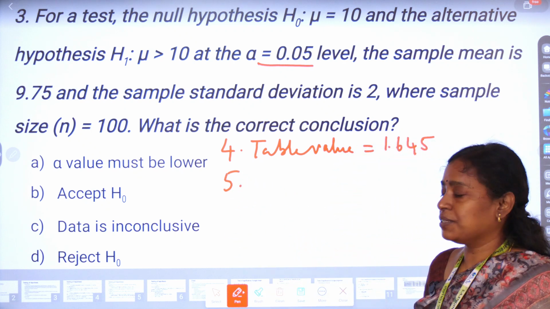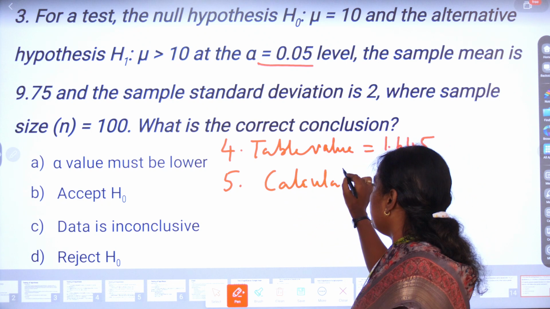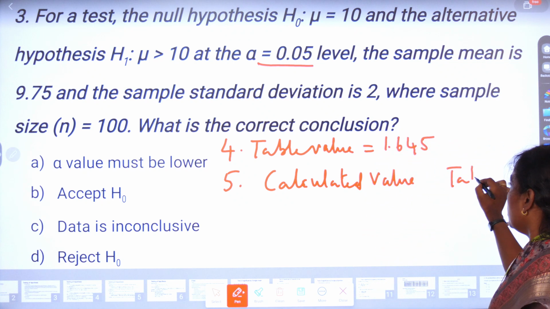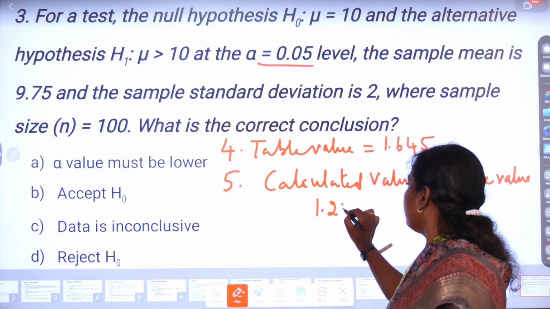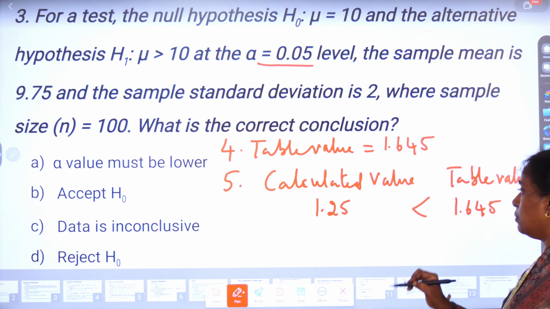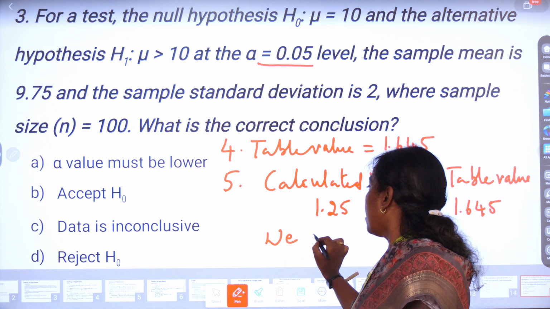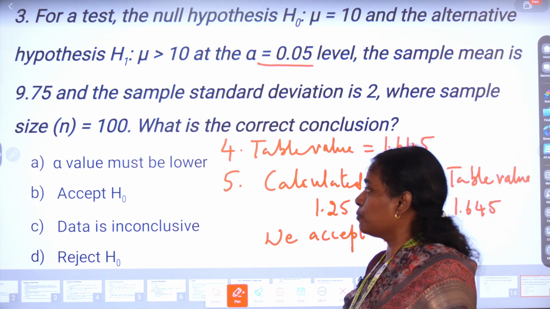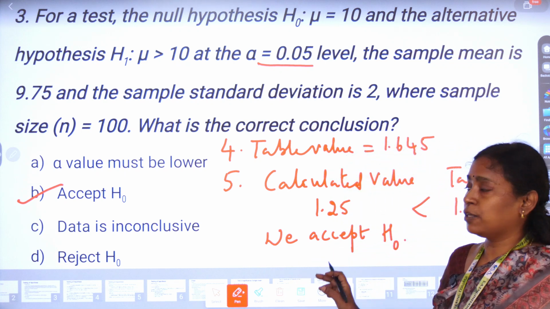So let us make a decision. You have to compare your calculated value with the tabulated value, that is, with the table value. So your calculated value is 1.25 and your table value is 1.645. Which is greater? Your table value is greater. So which means we are accepting our H0. So your correct option is accept H0.